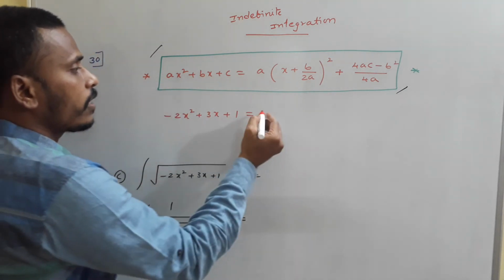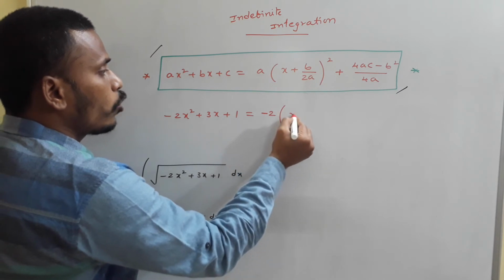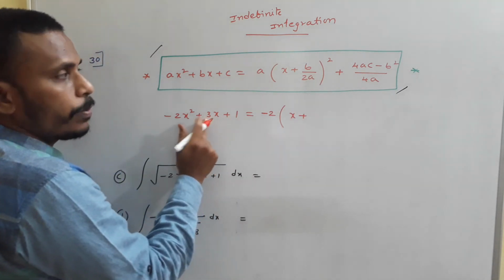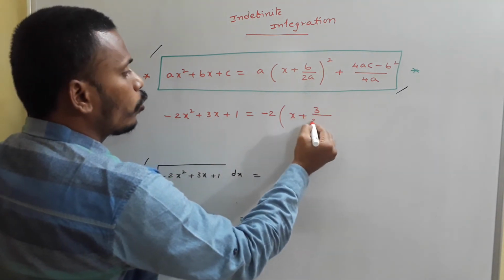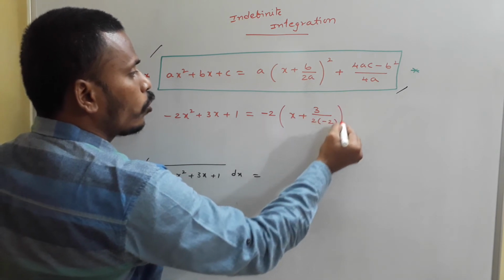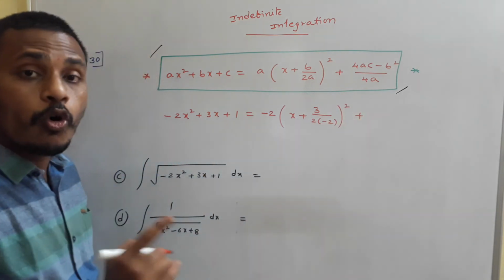So if you replace a with minus 2 into x plus b, what is b? 3 divided by 2a, 2 into minus 2 whole square plus 4ac.